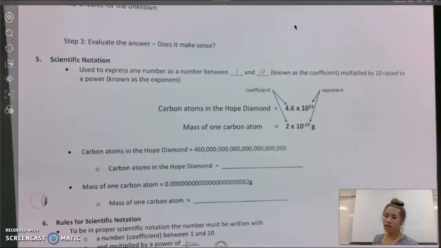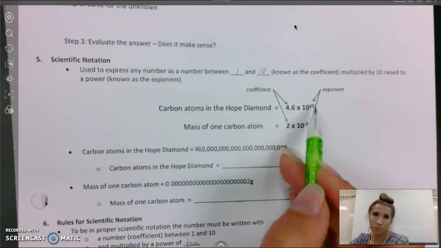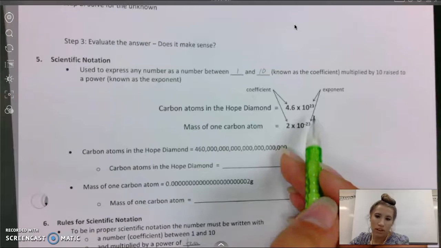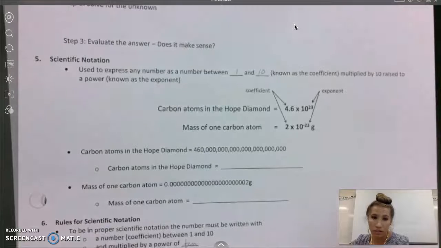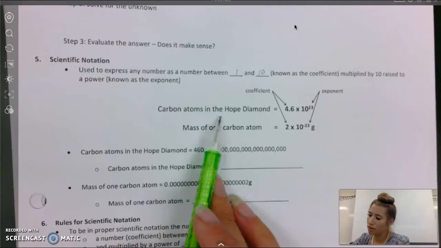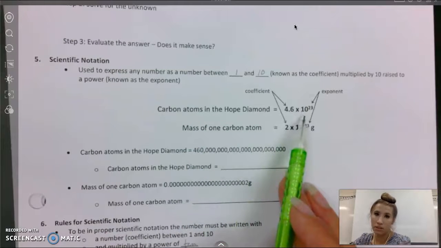And notice that it's not a value greater than 10 and it's not a value less than 1. And then we have times 10 to some power here. Depending on whether these are positive or negative, they can mean very different things. So here's an example. This first one, we have carbon atoms in the Hope diamond. Our coefficient is 4.6, and we're multiplying this times 10 to the 23rd.